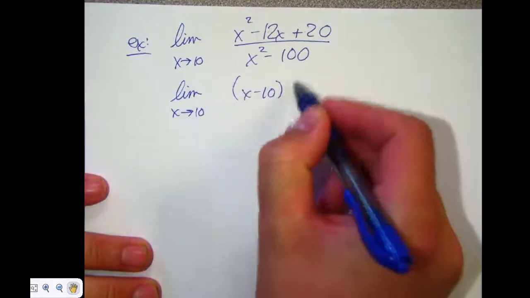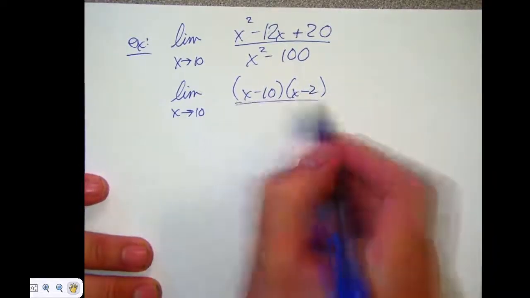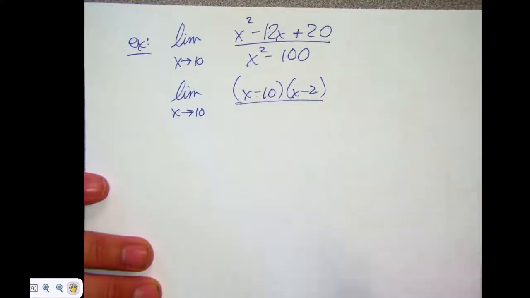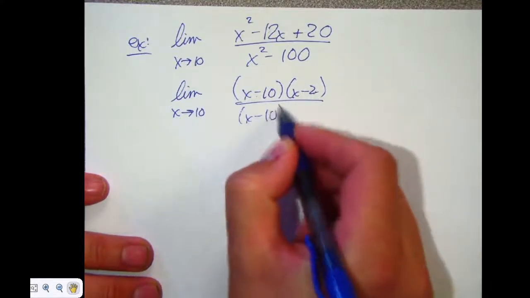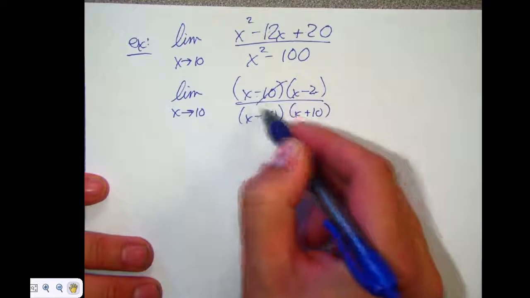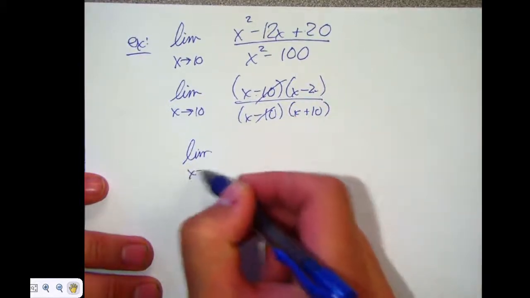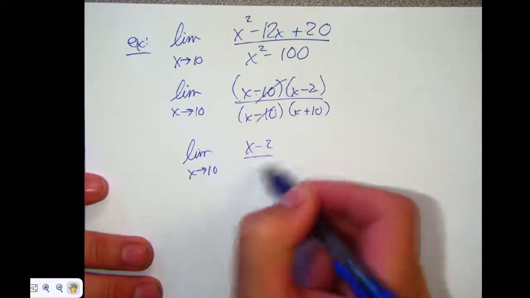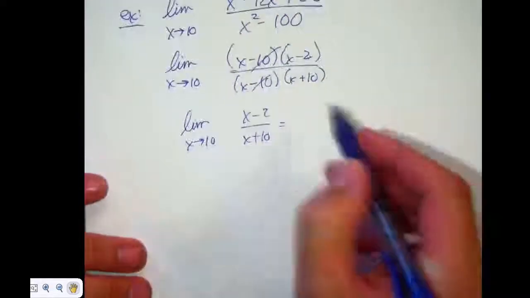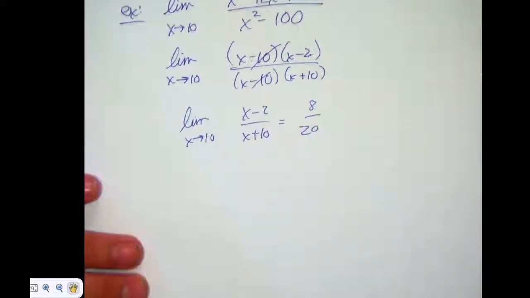That top would factor to x minus 10, x minus 2, right? Multiplies to be 20, adds up to negative 12. Bottom is x minus 10, x plus 10. Again, cancel, cancel. I still have the limit part: x minus 2 over x plus 10, and then that's just going to be 8 over 20, which you can reduce, but you don't really have to.